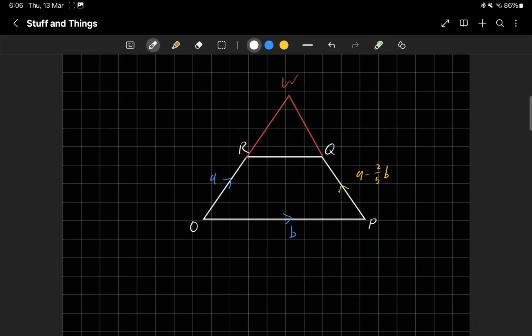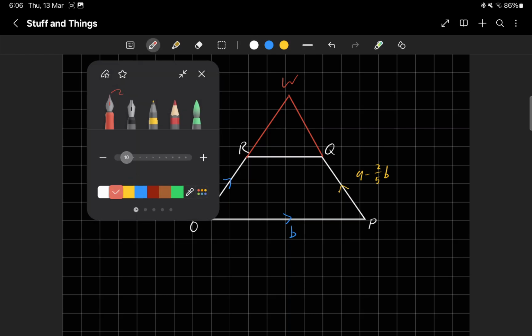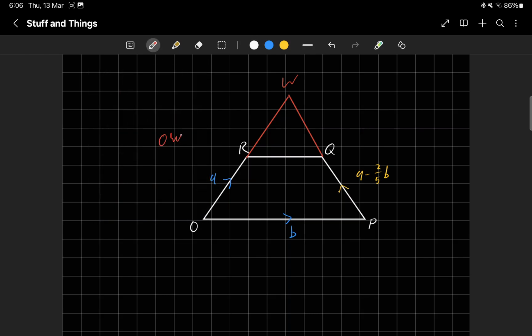Okay, so this is basically what the question is, right? They're saying that OR gets extended and PQ also gets extended until they meet at point W. So what they're saying is, because we just want to extend the vector, we want to make the vector longer, we can treat OW to just be some multiple of OR.